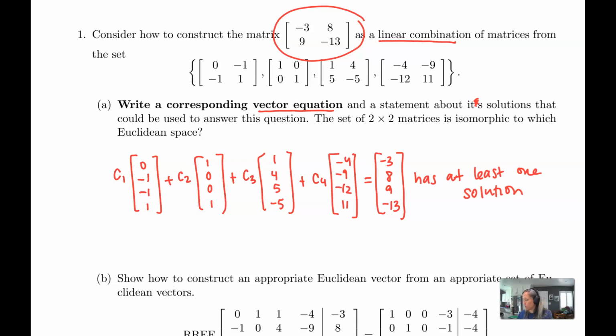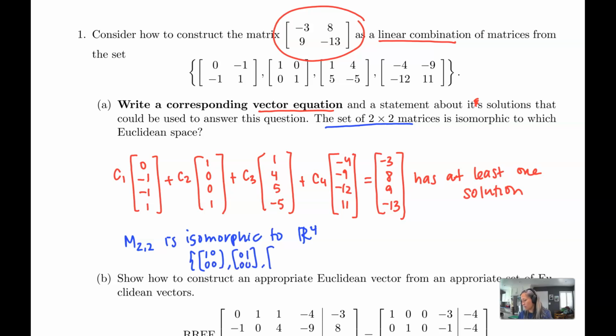The last question here is it did say the set of 2 by 2 matrices is isomorphic to what Euclidean space? So M2 is isomorphic to R4. And that's because we have these 4 different elements that we're mapping, right? If we actually rewrote this basis, the basis for M22 is 1, 0, 0, 0, 0, 1, 0, 0, 0, 0, 1, 0, and 0, 0, 0, 1.